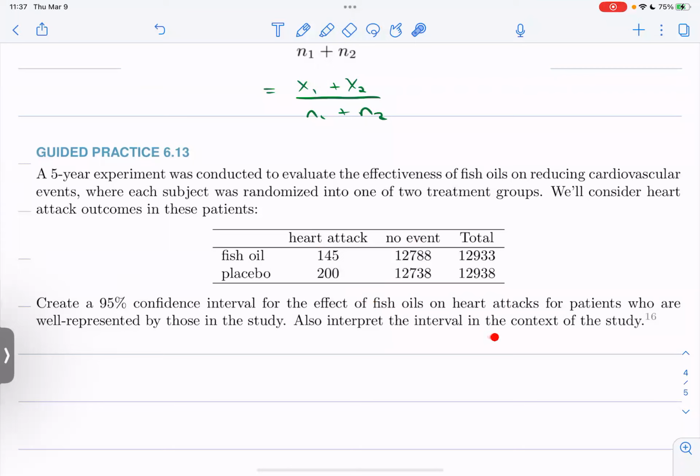Also interpret the interval in the context of the study. I feel like I shouldn't have to tell you to interpret a confidence interval, but I do. Because if you make a confidence interval and don't interpret it, it's not worth it. All right, so we want to know the effect of fish oils on heart attacks.